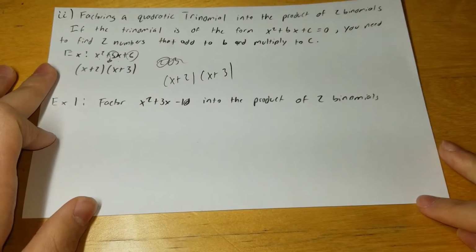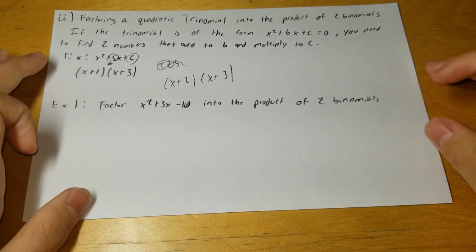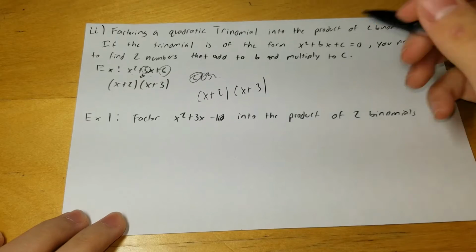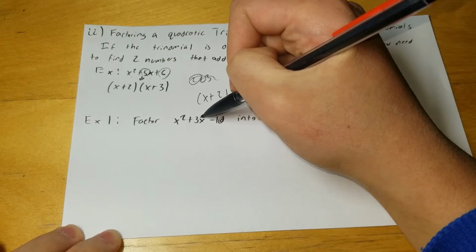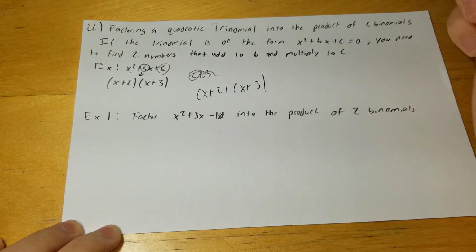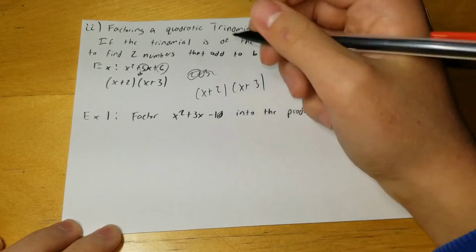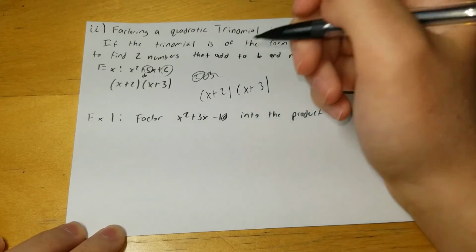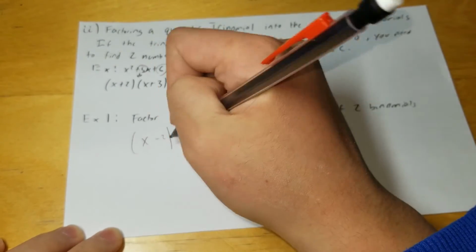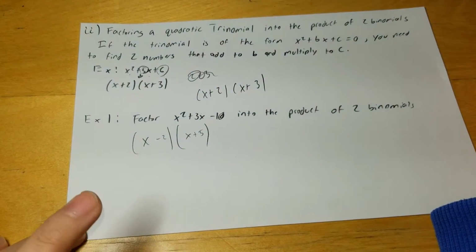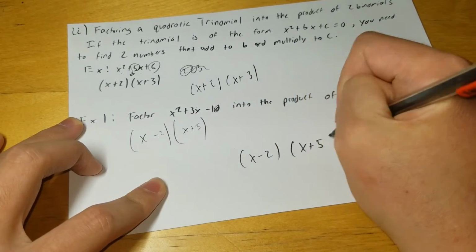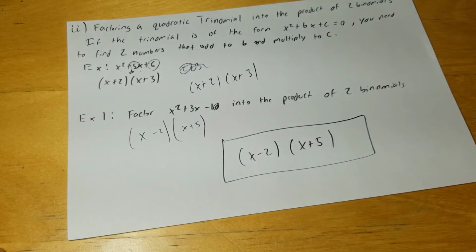Let's try an example. Pause the video and try it again. Alright, let's get started. What numbers would add to 3 and multiply to negative 10? That would be negative 2 and positive 5. You can write this as x minus 2, x plus 5, and that would be your factored form. Sorry for making it messy. I'll rewrite it. That would be your final factor. Simple.